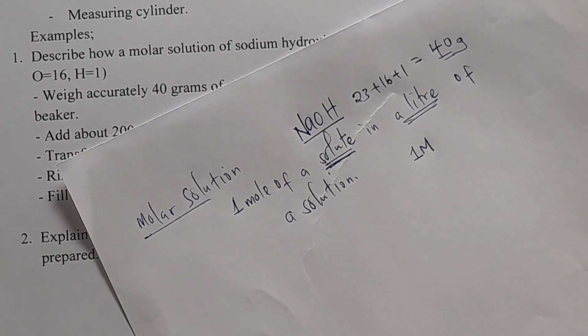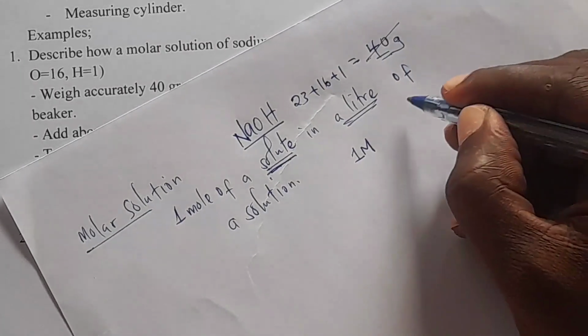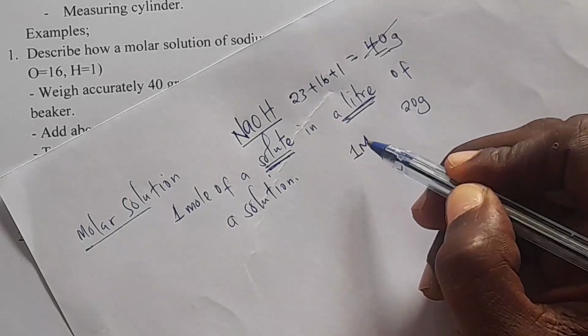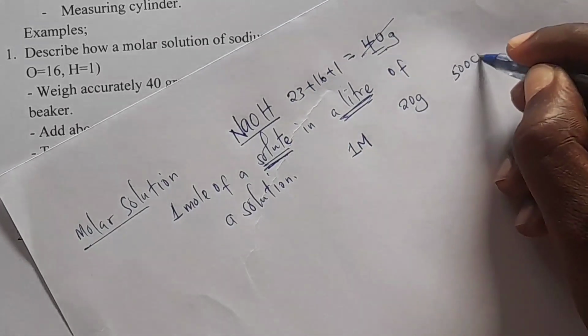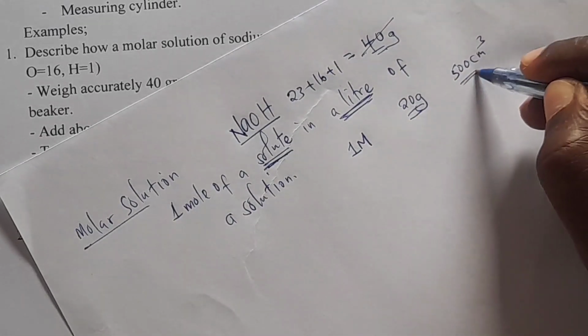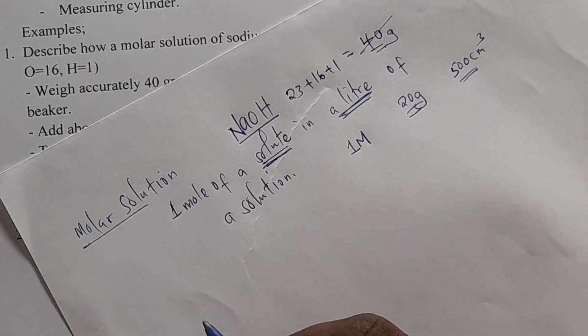Second way, we can divide this 40 grams by 2 so that we have 20 grams. Then we also divide the liter by 2. We are going to get half a liter, or 500 centimeter cube. So if we take 20 grams and dissolve in 500 centimeter cube, still we are going to have a 1 molar solution of sodium hydroxide.